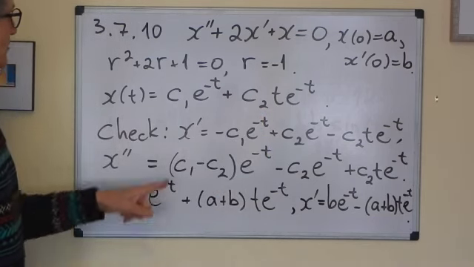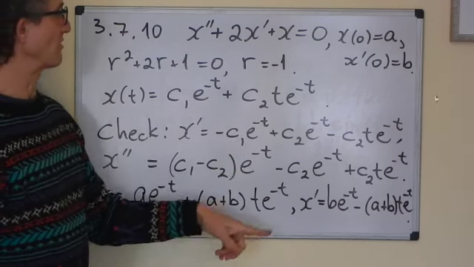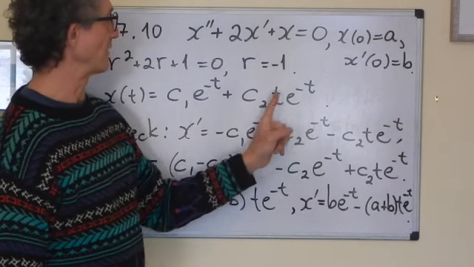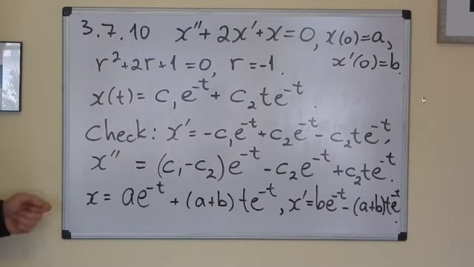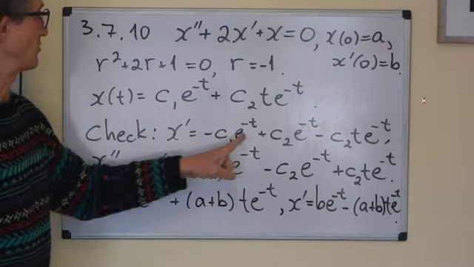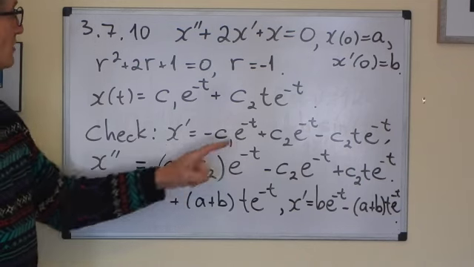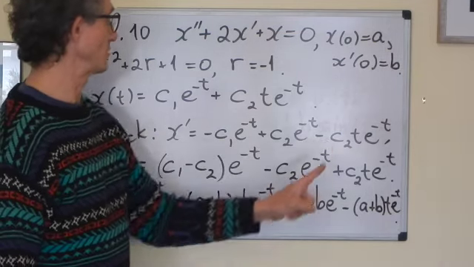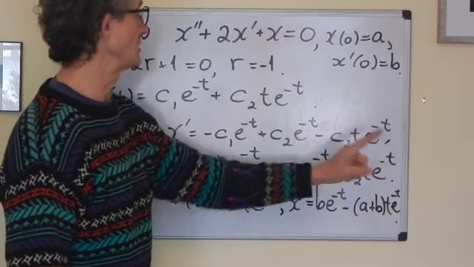So let's check. We take the derivative, we get minus c1 e to the minus t, and then again, this is a product, so we get c2 e to the minus t and minus c2 t e to the minus t. When we differentiate again, we get x double prime. Here we had (c2 minus c1) times e to the minus t, so now we get (c1 minus c2) e to the minus t. And then when we differentiate this, we get minus c2 e to the minus t and plus c2 t e to the minus t.